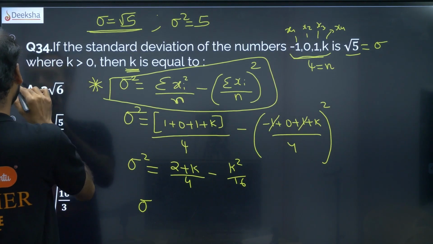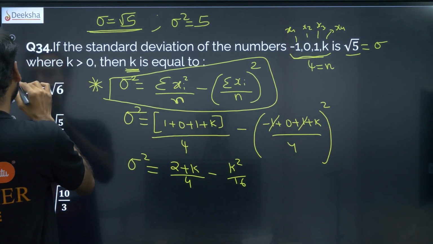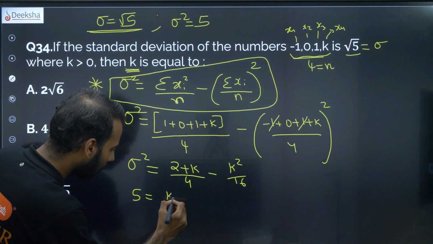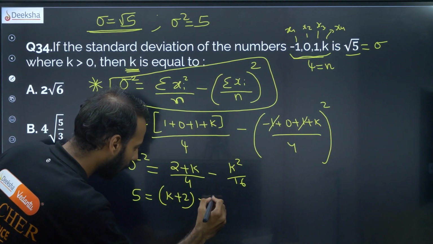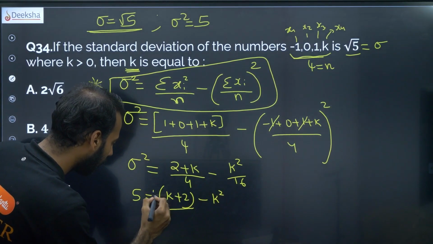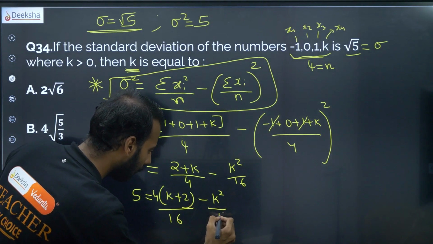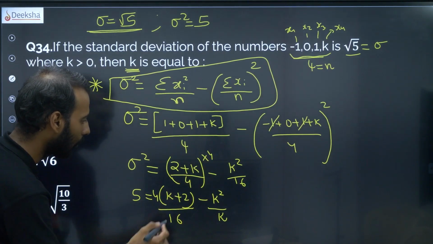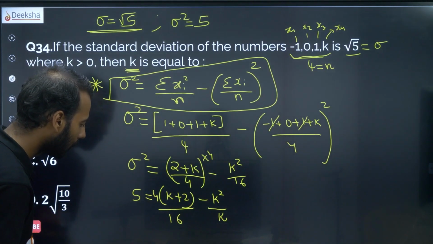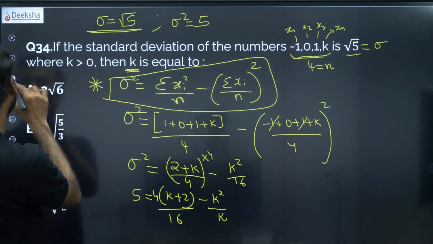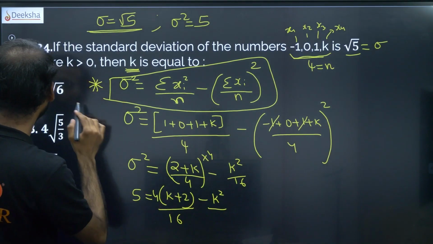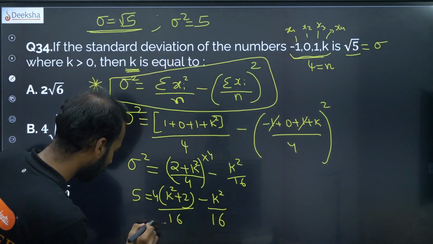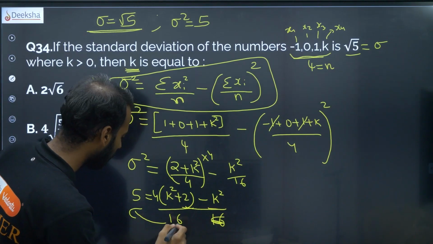In place of sigma square, let me erase this and write. For sigma square, the value is 5, which is equal to k plus 2 by 4 minus k square by 16. Here I am multiplying numerator and denominator by 4 to this term. Sorry, it should be 16. So if I transpose this 16 after taking LCM, let me remove the 16.